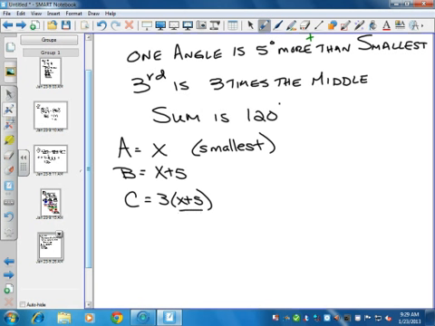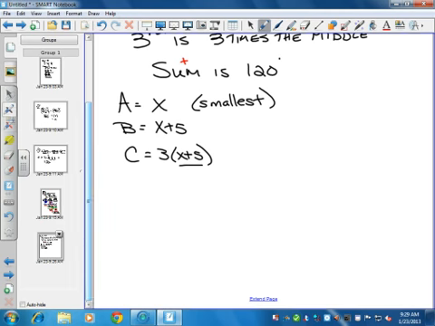Now, we know that the sum, and again, sum means to add. If we add up these 3 angles, we're going to land at 120 degrees. So we're going to make an algebra statement out of this. Let's just go with the values. We're going to add up X and X plus 5 and 3 times X plus 5, and that sum of the first, second and third is 120 degrees.